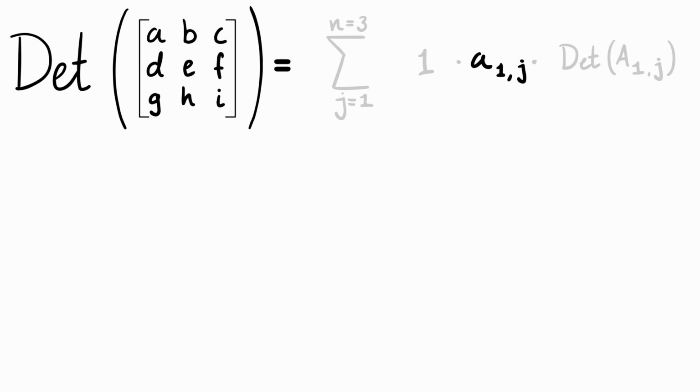This next factor asks us for one of the entries in our matrix. We will again substitute J for 1, and you'll see that it asks for whatever entry is in the first row and the first column, as indicated by the 1, 1. That in our case would be the entry A.